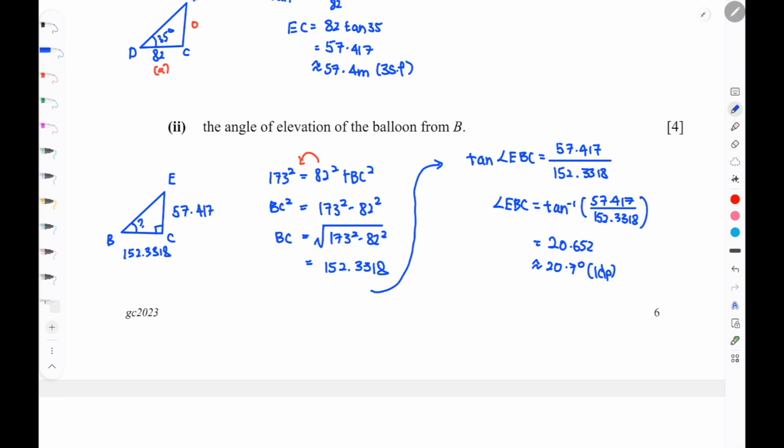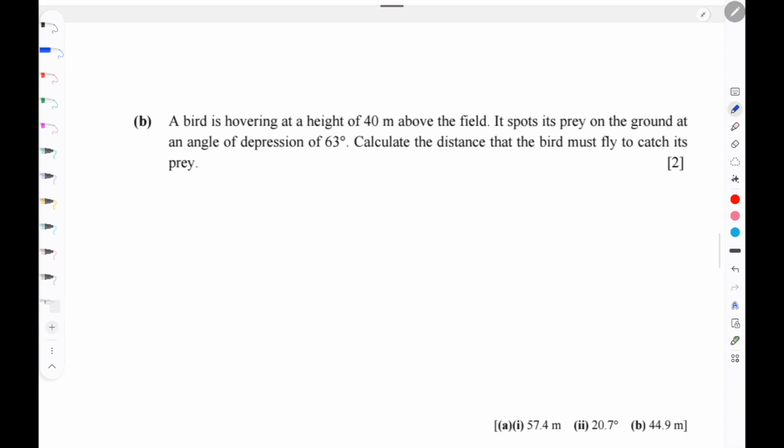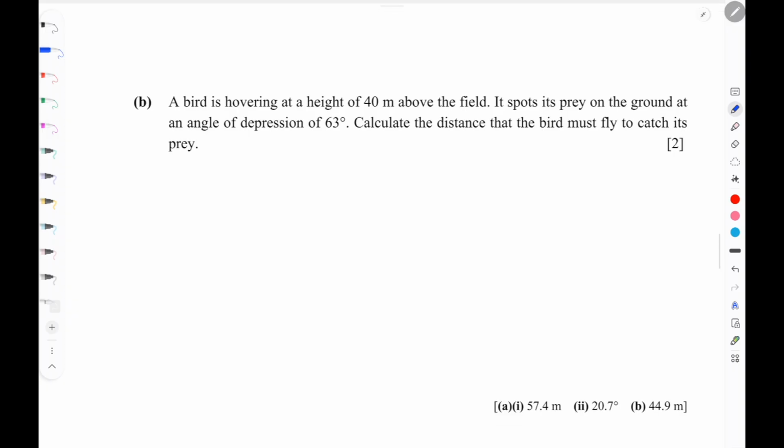Okay, moving on to the last part. Okay, a bird is hovering 40 meters above the field. It spots its prey at the angle of depression of 63 degrees. Calculate the distance the bird must fly to catch its prey.